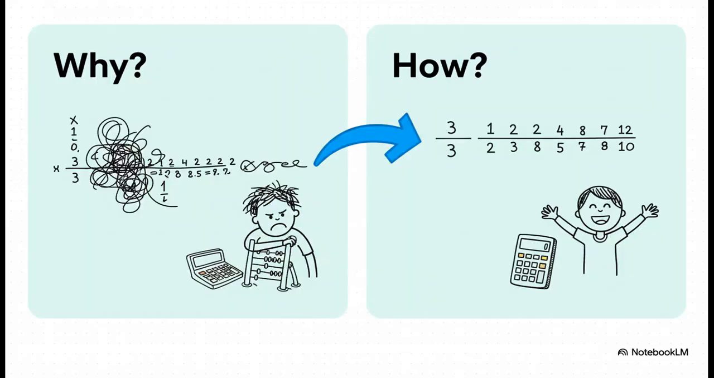Okay, on to the next rule that always makes people ask, why do we have to do this? Rationalizing the denominator. Well, there's actually a pretty good reason. Back before everyone had a calculator, trying to divide a number by a crazy long decimal like the square root of 2 was a total nightmare. It's just so much cleaner, so much easier to divide by a nice whole number.